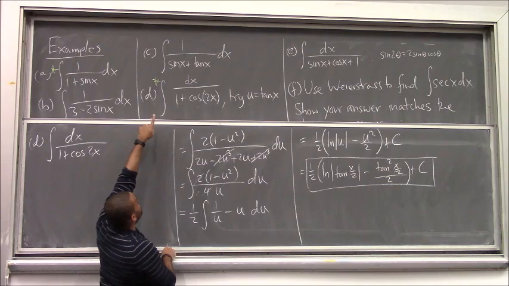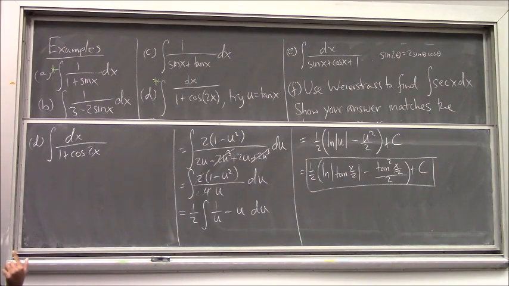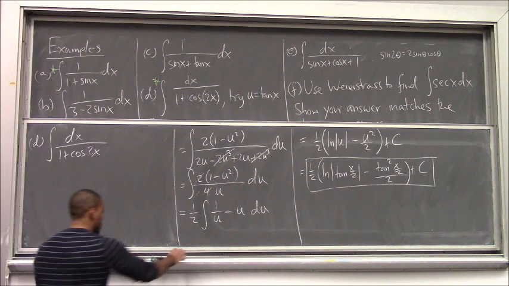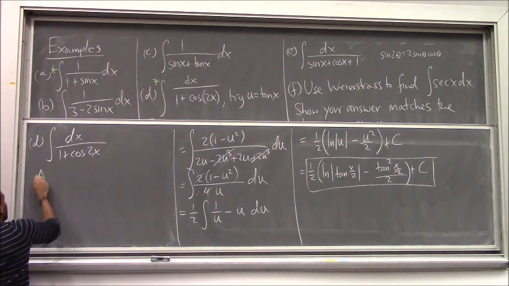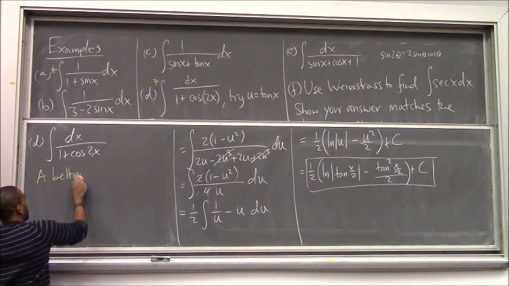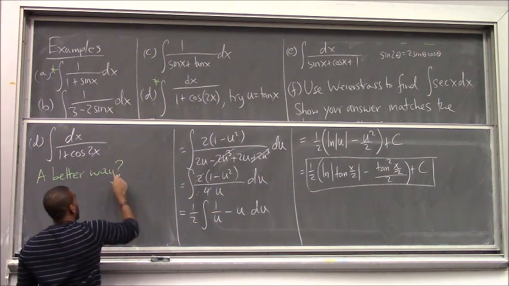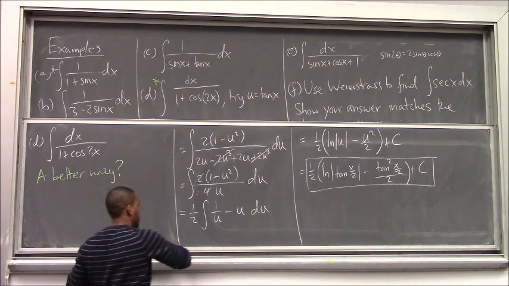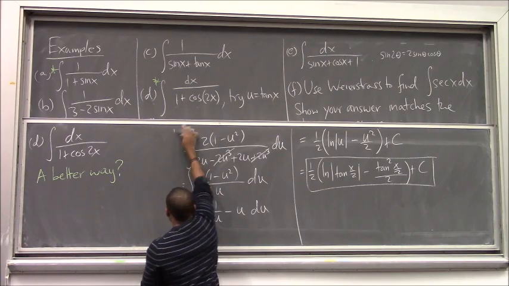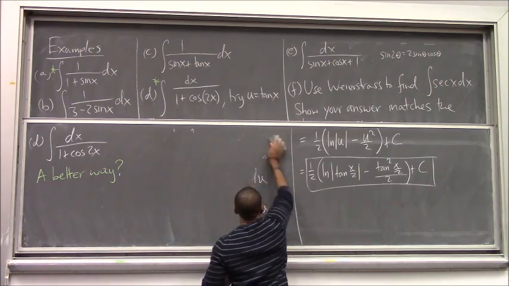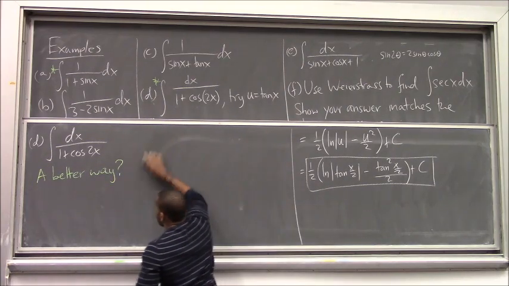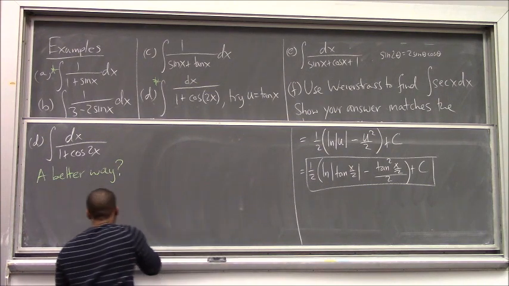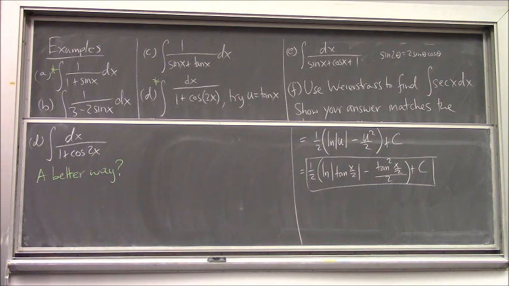So that green asterisk means there was another way to do this problem. Let's do it that way first. Perhaps a better way? Ideas? Double angle form. What would the double angle formula tell us? The cosine 2x turns into cosine squared x minus sine squared x. Okay, and?